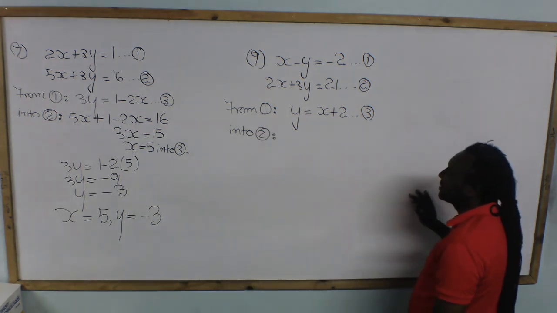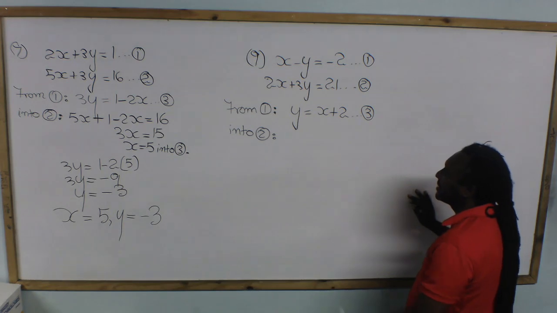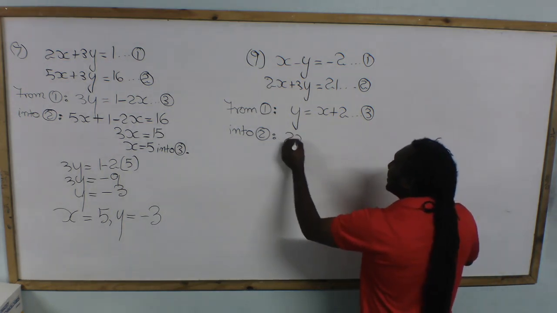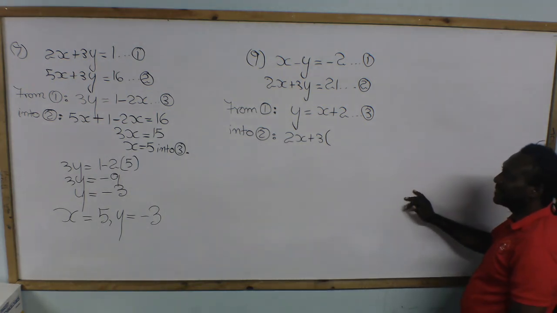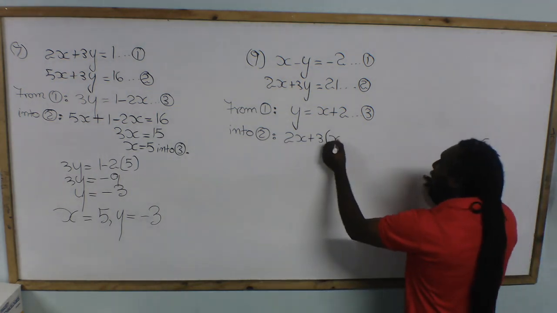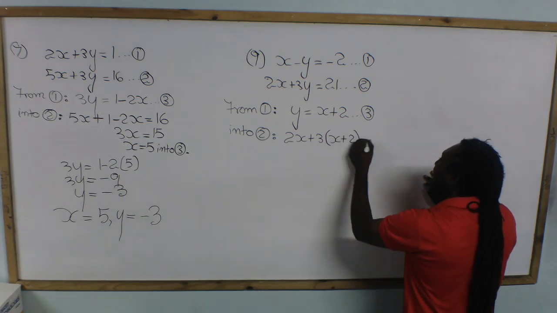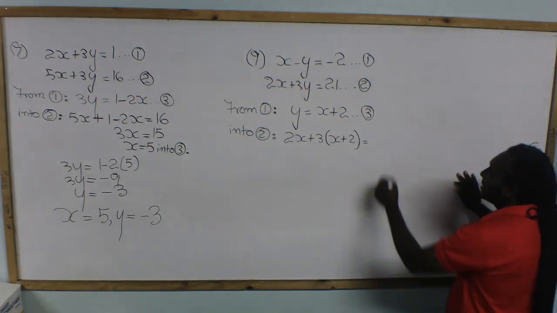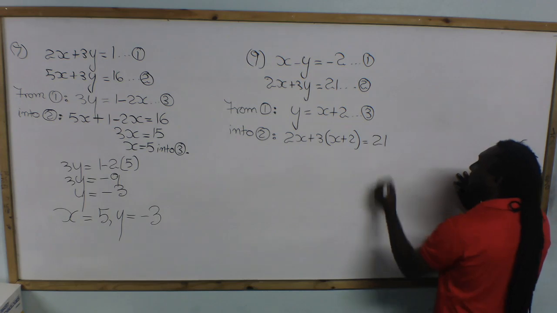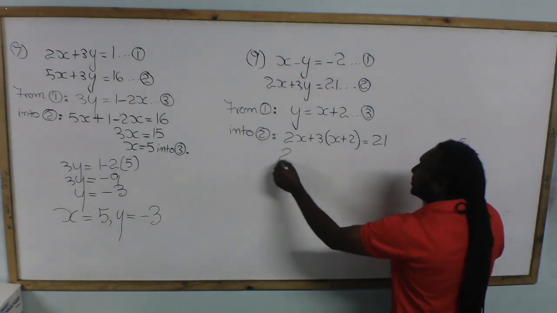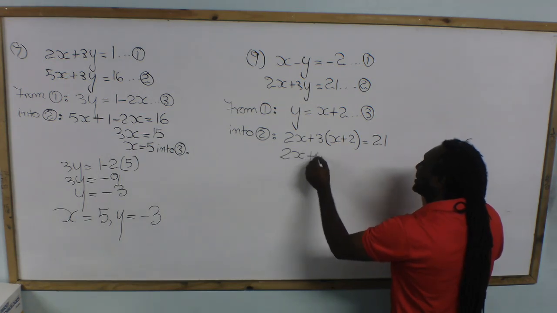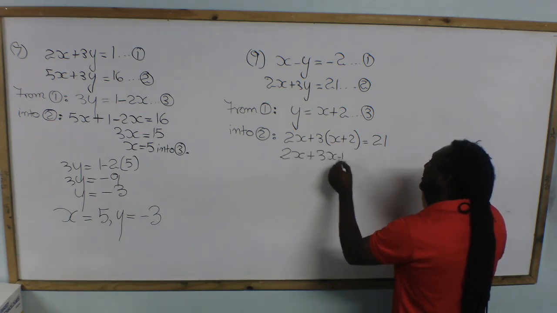And by so doing, we get 2x plus 3 times y. What is y? x plus 2. And that is equal to 21. Can we make that one? 2x plus 3x plus 2x plus 3x.